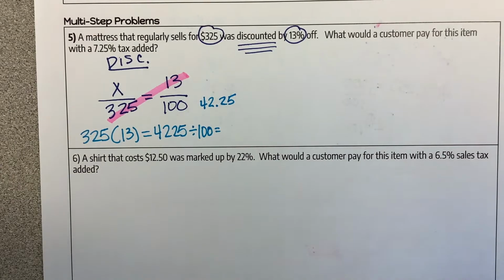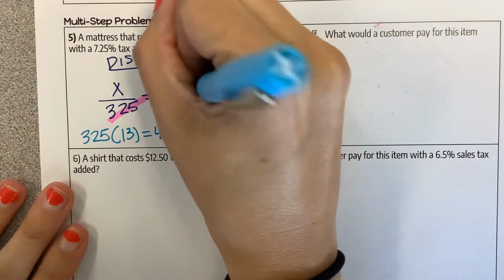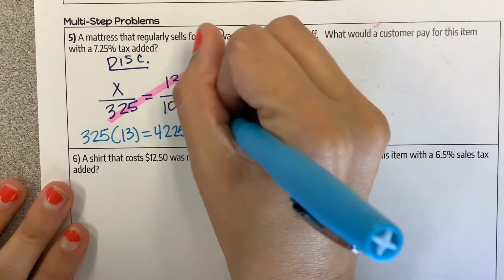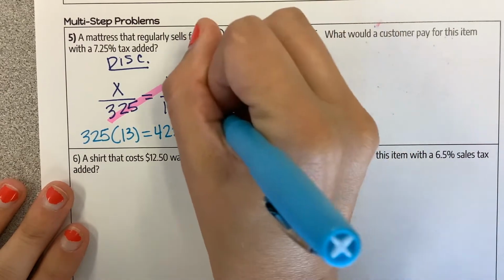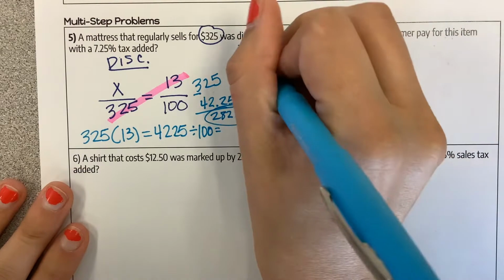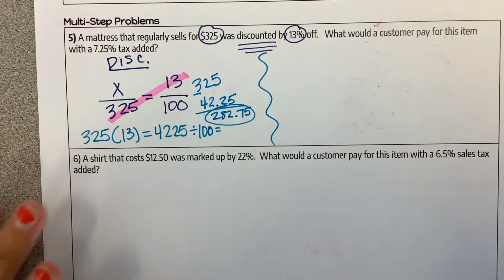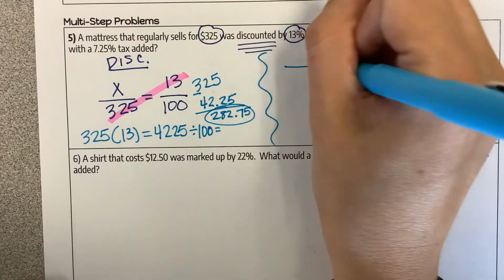We are taking that off of 325. So I'm gonna do 325 minus 42.25, and we are going to get 282.75 is our new selling price. Now I'm going to do tax on that amount, that discounted amount. So let's set up a proportion.